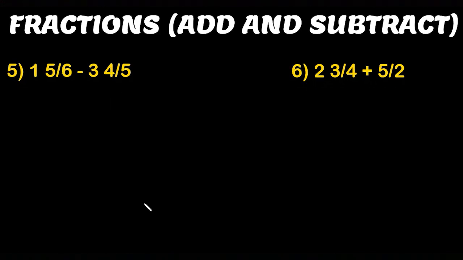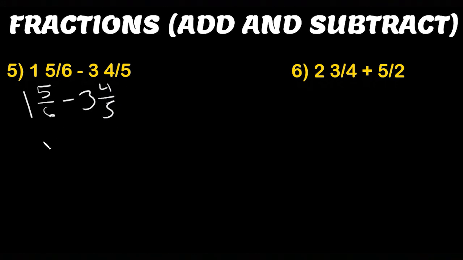All right, so here are some more problems. Now, these are actually mixed numbers right here. This is not a 15, okay? That is 1 and then 5 over 6. So we're going to go ahead and rewrite these problems as mixed numbers. So 1 and then 5 over 6 minus, and then we have 3 and then 4 over 5.